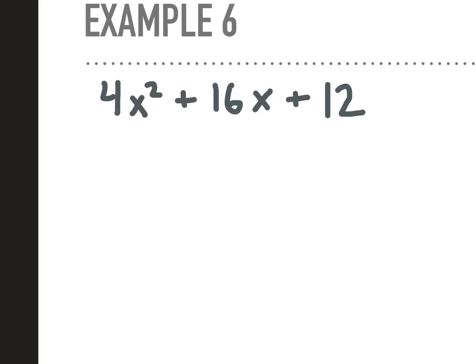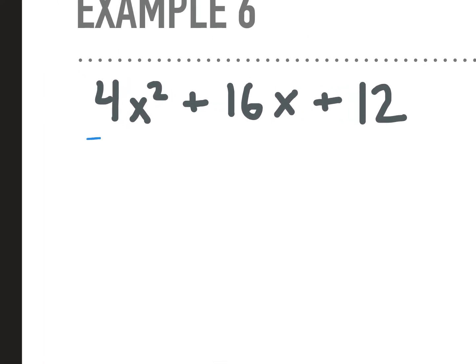All right, last one, example 6. So I have 4, 16, and 12. What's my greatest common factor that I could take out? 4. Do I have any x's in common that I could take out? No. So I'm only taking out 4.